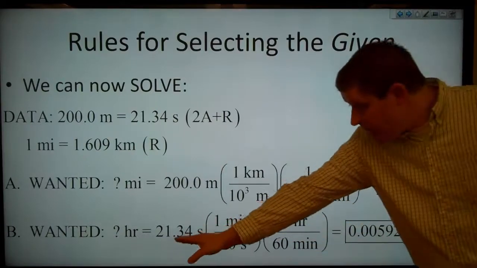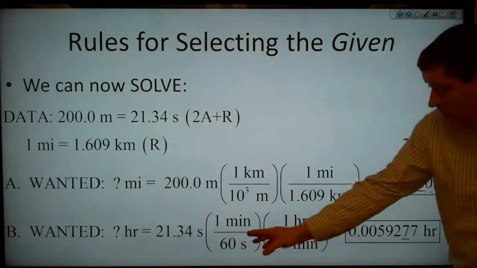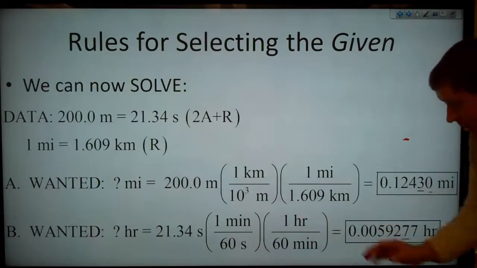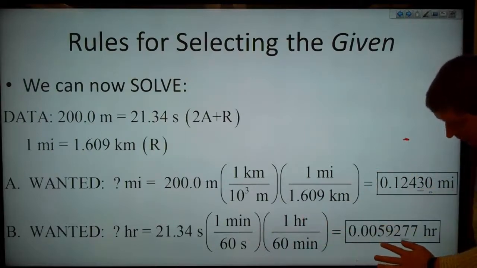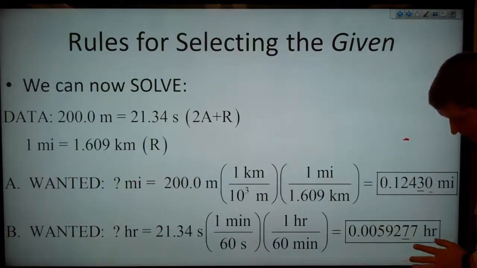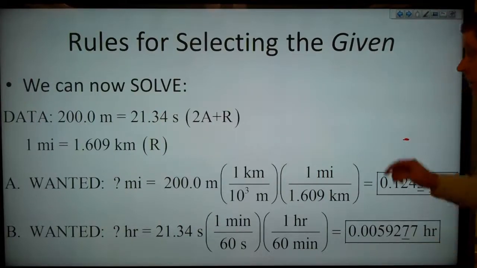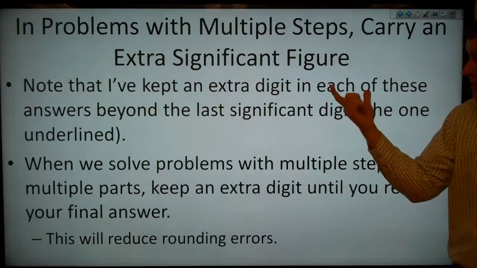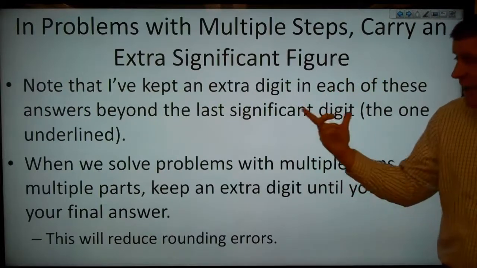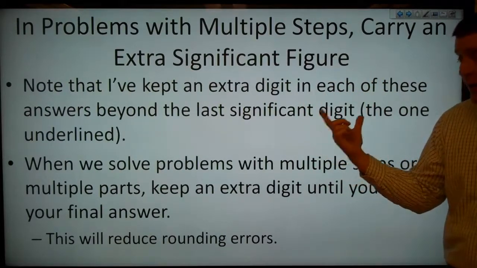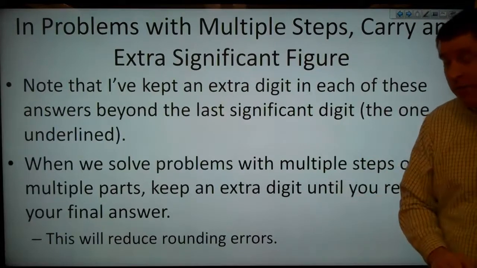Down here in part B, we've got 21.34 seconds. We're converting from seconds to minutes, then minutes to hours, and so now we have 0.0059277 hours. And again, we've kept one extra digit. So again, note that I've kept an extra digit in each of these answers beyond that last significant digit. That last significant digit is the digit that I have underlined.